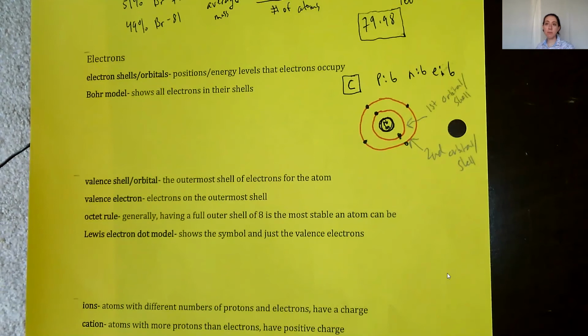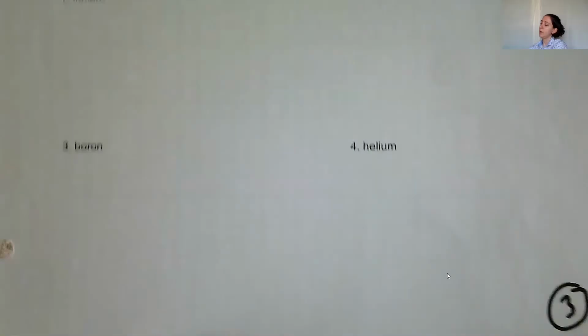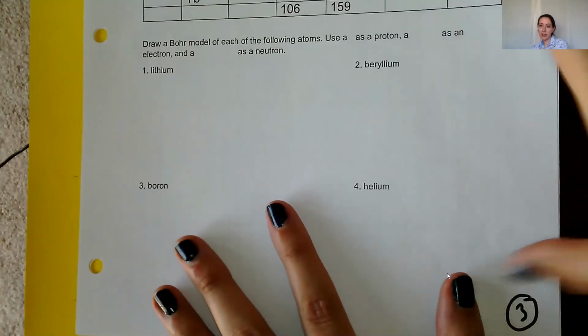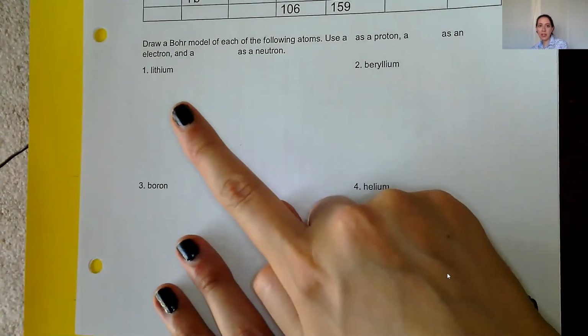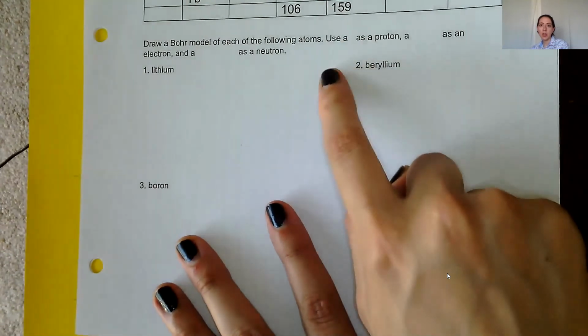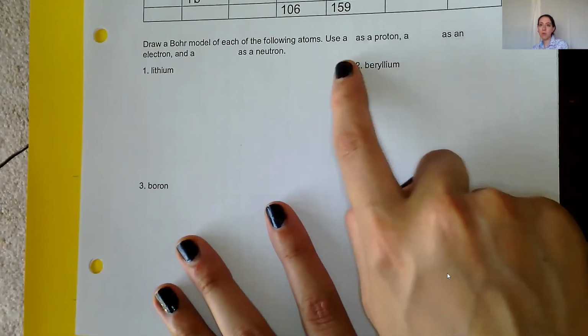So I'm going to show you or have links to other videos, so if you want some more examples, you'll be able to get those. But what I want you to do for your packet work that's associated with this is this section of page 3. You're going to need to do beryllium, lithium, boron, and helium. You can use any symbols that you want.